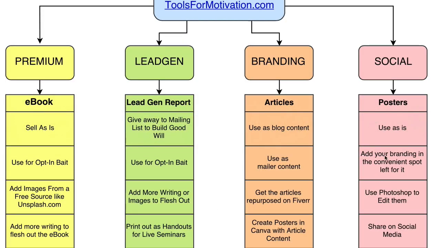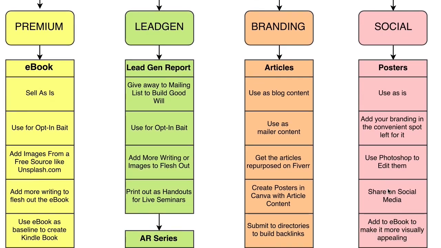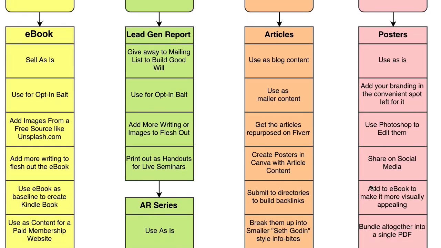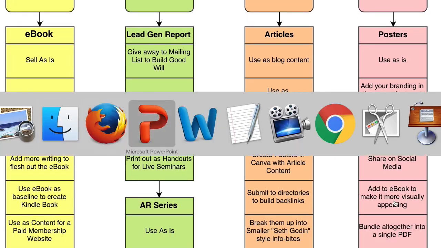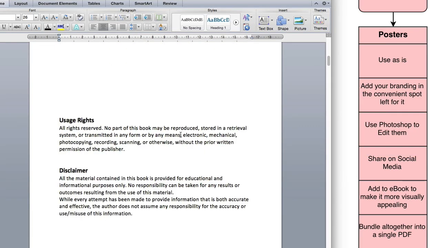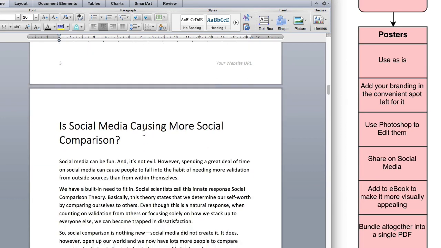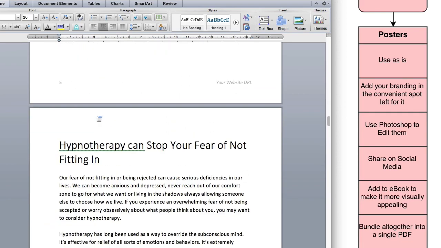Next one down is, I've already talked about the editing. So add your branding in a convenient spot, use Photoshop, share on social media. I talked about all that. Here's a good one. Add to an ebook to make it more visually appealing. So if I go back to that report that I talked about earlier, where we took a bunch of articles and kind of strung them together to make a report instead of an article, let's go to another one here.